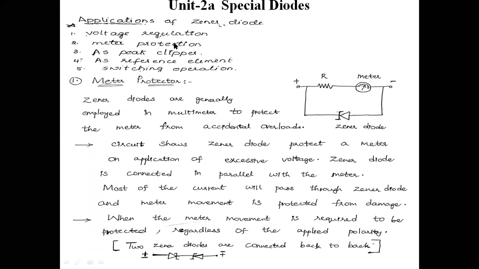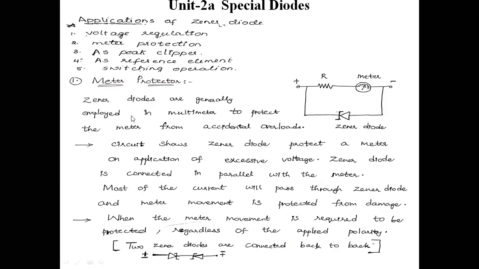These are the applications of Zener diode. First one is voltage regulator. We have seen that one from the VI characteristics of Zener diode in the reverse bias condition. If a Zener diode is operated there, it can act as a voltage regulator. Second one is meter protection, third one is peak clipper, and fourth one is reference element. As a reference element we can use it here, and switching operation. It can also be used for switching purposes.